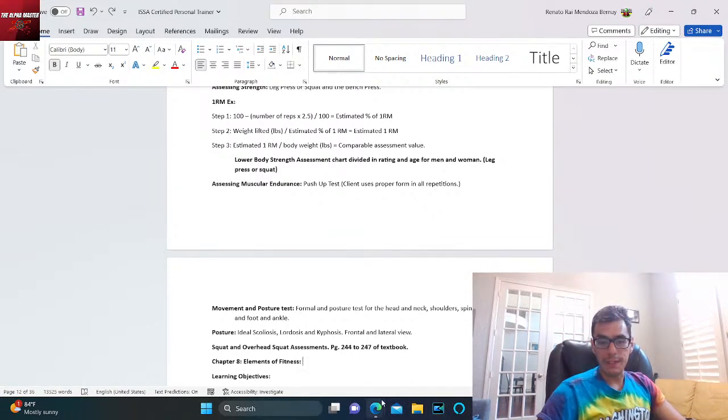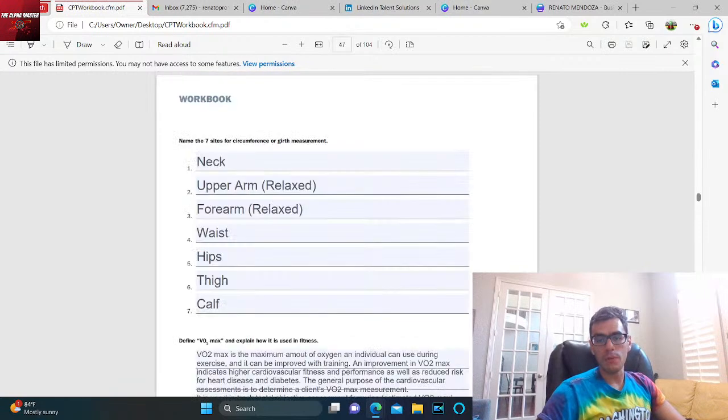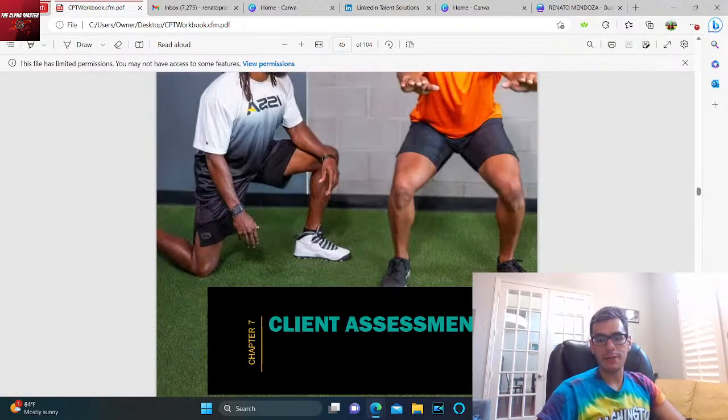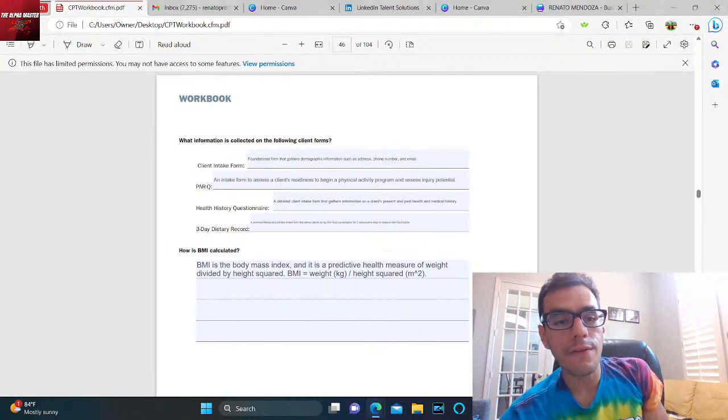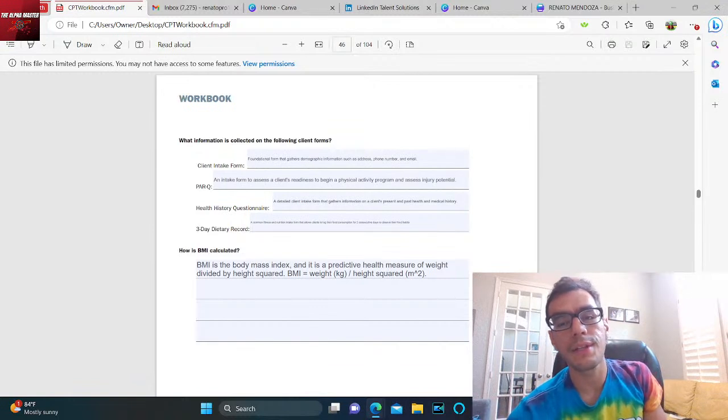And now I'm going to go over the workbook, the chapter on client assessments. What information is collected on the following client forms? For the client intake form, you have the foundational form that collects demographic information like the client's address, phone number, and email.